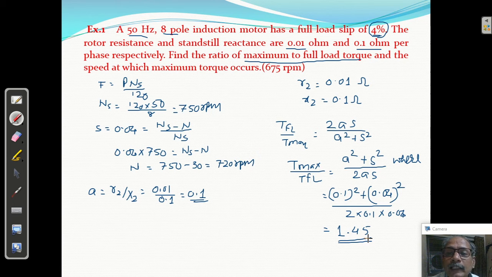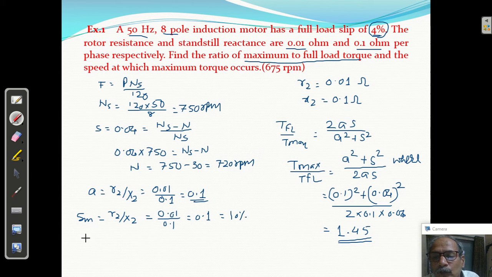Now the speed at which maximum torque occurs, we have to calculate. First of all, we will get the slip at which maximum torque occurs: Sm equal to R2 upon X2. R2 is 0.01 upon X2 equal to 0.1. Sm and A will be the same. It is 0.1, that is 10%.